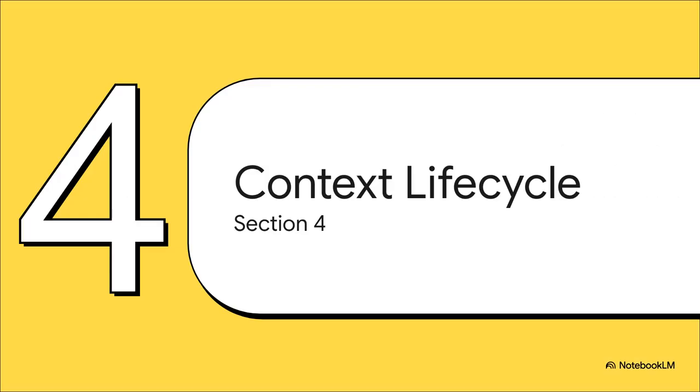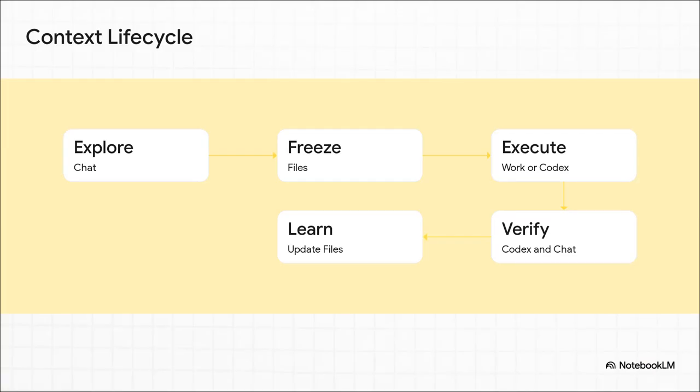Moving right along to Section 4, the context lifecycle. If you take just one thing away from our time today, make it this exact blueprint. This 5-step context lifecycle framework is exactly how information should systematically transform across your tasks. Explore, freeze, execute, verify, and learn. This isn't just about writing a slightly better prompt. It's about managing the actual state of your project from start to finish. Let's break each of these down.